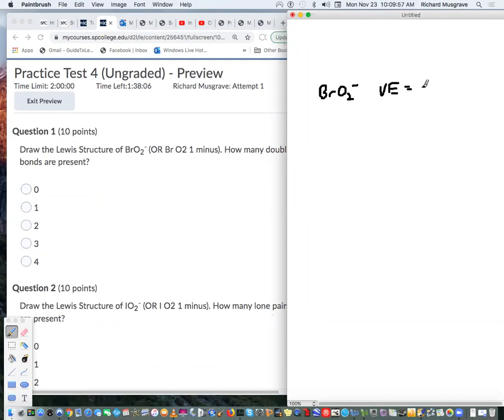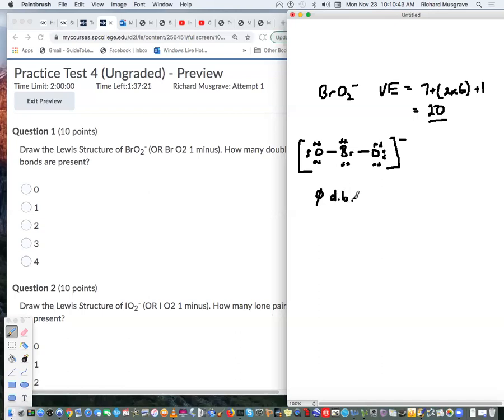Do the valence electrons, which is going to be 7 plus 2 times 6 plus 1, which is 20. So I draw the Br with the two O's on it. I fix up the O's, make sure they have 8 electrons by adding 6 pairs, recognizing the bonds take up 2 electrons. So that would be a total of 16. I need to use 20, so I'll put 2 on top of the bromine, 2 on the bottom of the bromine. So the answer for this one, if it was double bonds, would be 0 double bonds.